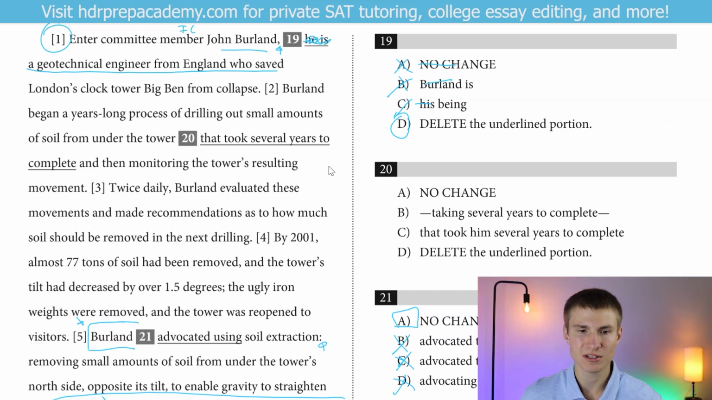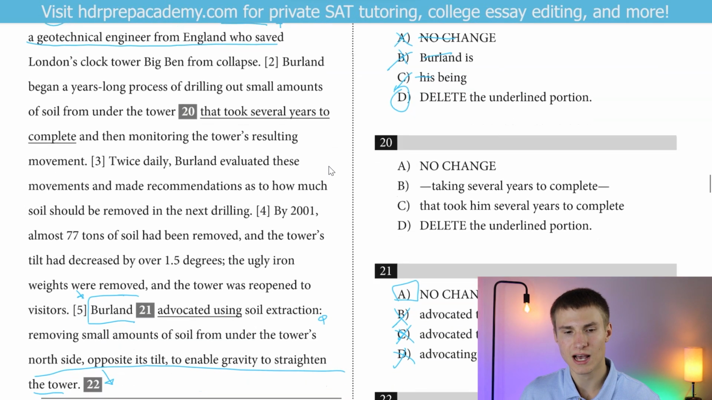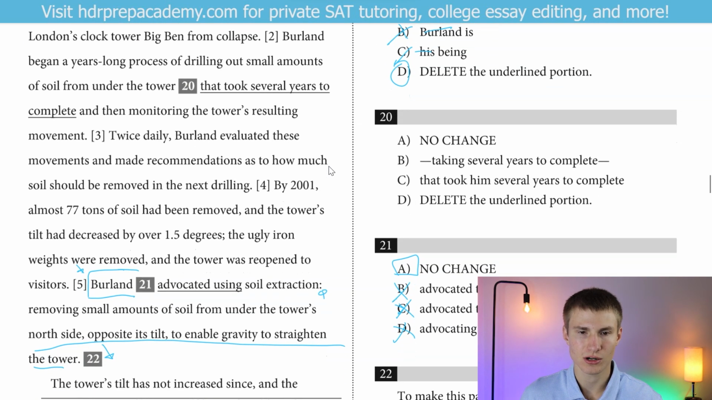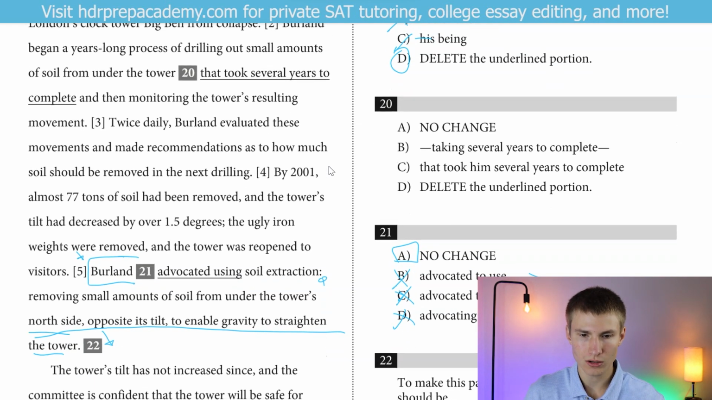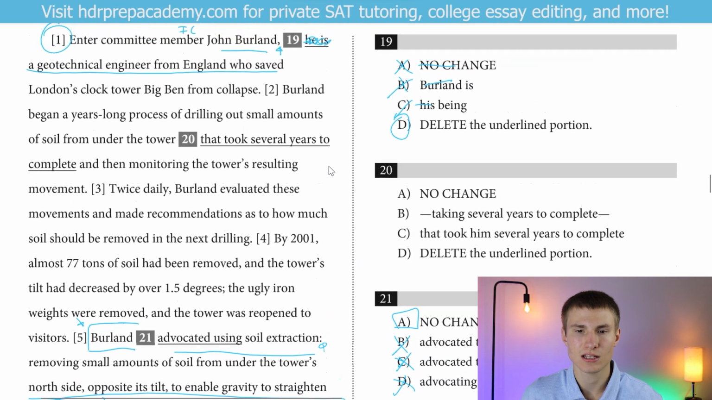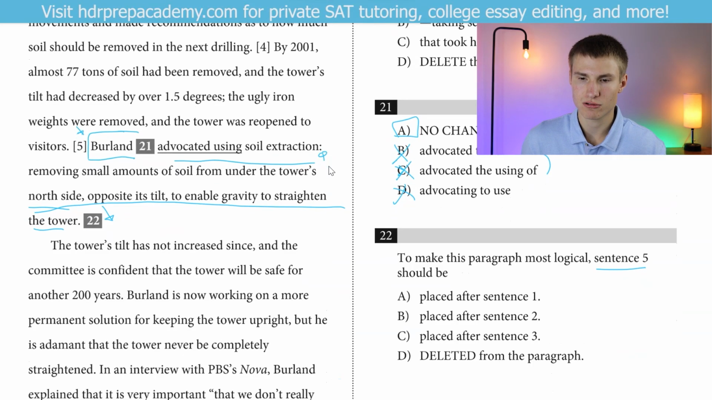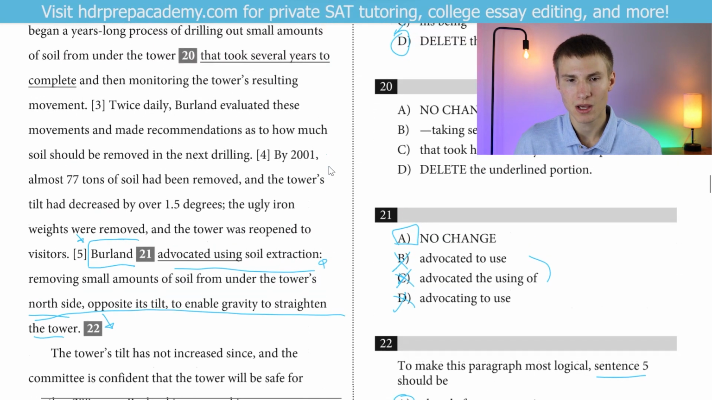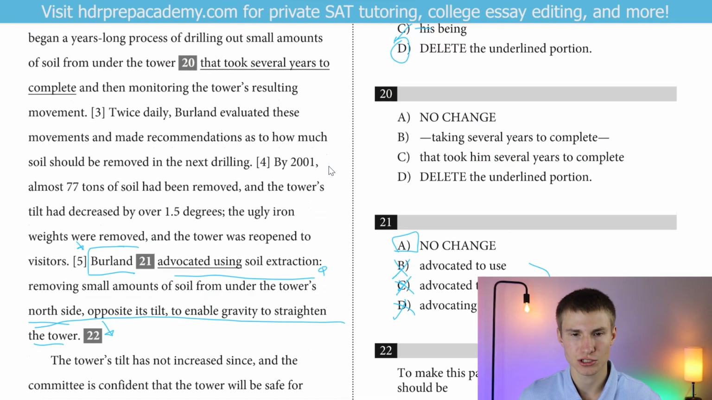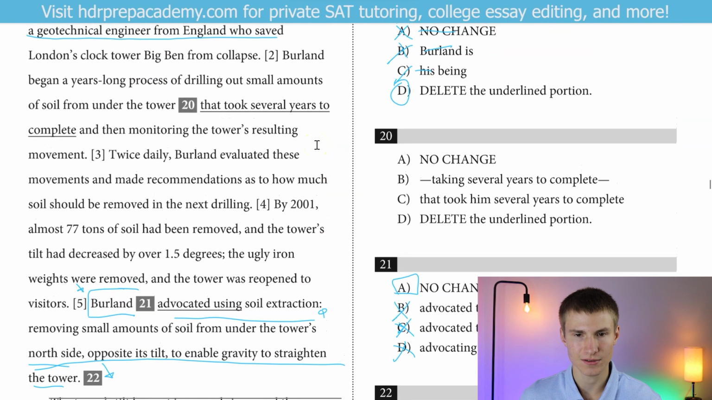Okay, next I have Berland began a years-long process of drilling out small amounts of soil from under the tower. Well, what is that? That's a description of ultimately his using soil extraction. Okay, so we want to place sentence 5 then between 1 and 2. So where should we place it? We should place it after sentence 1. In sentence 2, we begin that discussion of that process that we introduced in sentence 5 there.